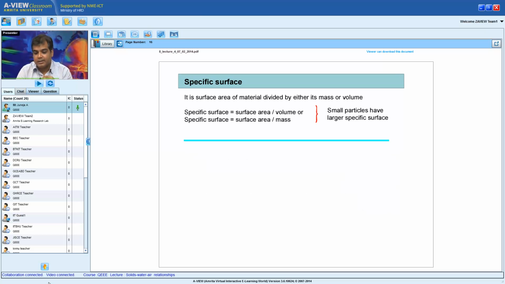Next one is a definition. It's a pretty important term, and whenever you would like to speak about clay mineralogy, you also speak about specific surface.